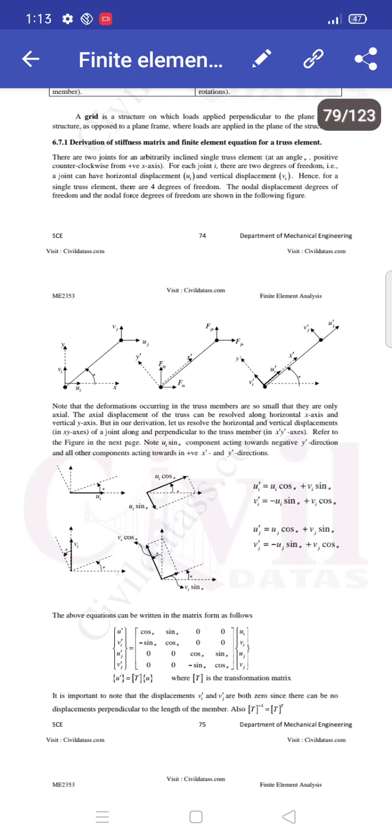Note that deformations occurring in the truss members are very small and they are only axial. The axial displacement of the truss can be resolved along the horizontal x-axis and vertical y-axis. But in our derivations, let us resolve horizontal and vertical displacements of a joint along and perpendicular to the truss member. The sign convention has components acting towards the negative y-dash direction, all other components acting in positive x and y directions.